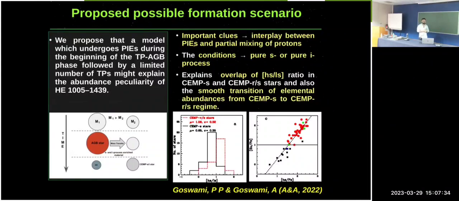It can also help us understand the physical conditions required for pure s-process or pure i-process production. And it can also help us explain the overlap between the hs/ls ratio in CEMP-s and CEMP-r/s stars, and the smooth transition from CEMP-s to CEMP-r/s.